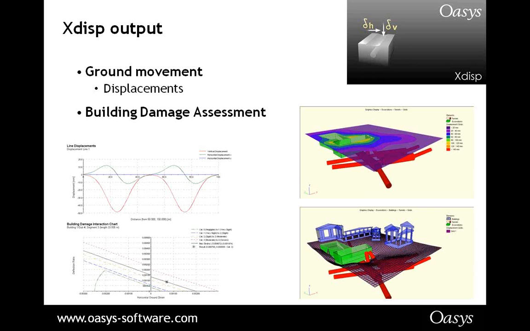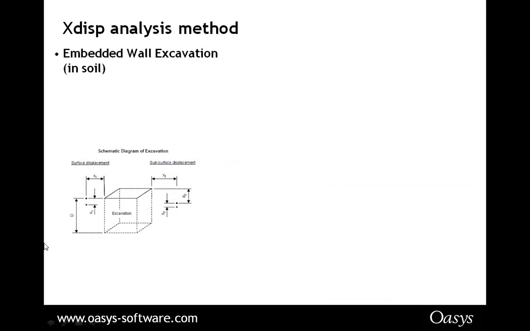Now, ExeDisp considers a 3D problem and produces a 3D output, so it's a really useful tool for presenting results to clients. And for these reasons, it's been used extensively on projects such as Crossrail. So we'll now go into the analysis process for ExeDisp. I've previously touched upon this, but ExeDisp models each excavation as a cube, and you combine these cubes to model more complex problems.